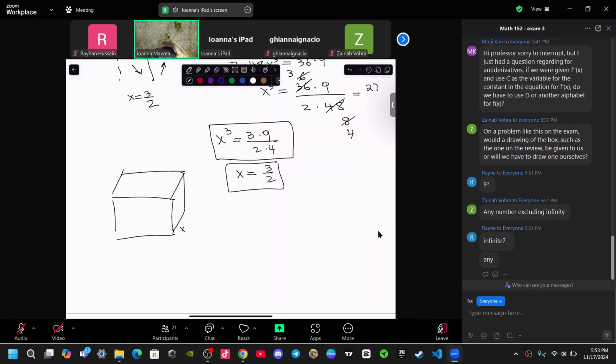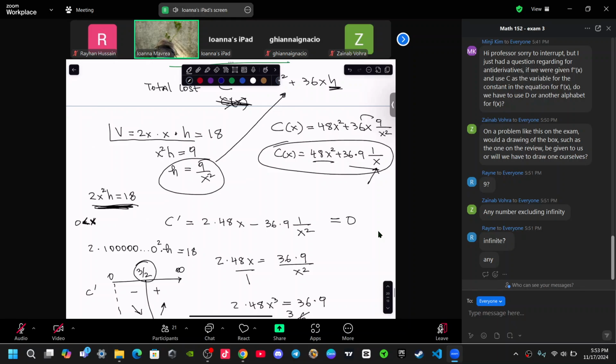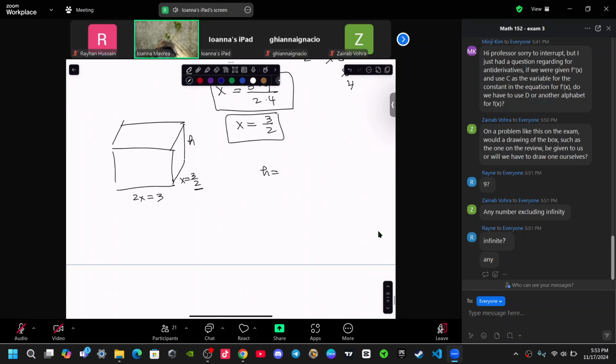Right, so this was the X. This was 2X, so that's 2 times this. So that's going to be 3. And this was the H. And remember, H was, what was H? 9 over X squared. So this is equal to 9 over this number squared. Again, I would leave it like that. I would even do it this way. I would write it this way, which is correct. Don't simplify anything in the exam.